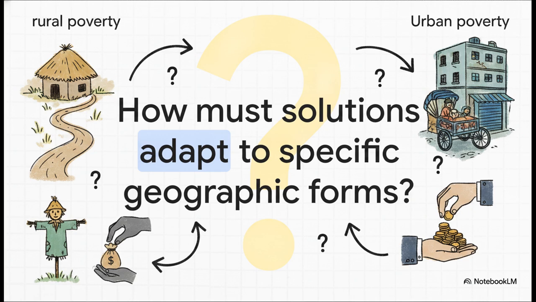So if poverty takes on such incredibly specific geographic forms, how on earth must our solutions adapt? A single one-size-fits-all policy clearly isn't going to cut it. How do we design strategies that can dismantle the rural moneylenders trap while simultaneously addressing urban wage exploitation? It's a massive, massive challenge, and one that makes the study of poverty alleviation absolutely fascinating.